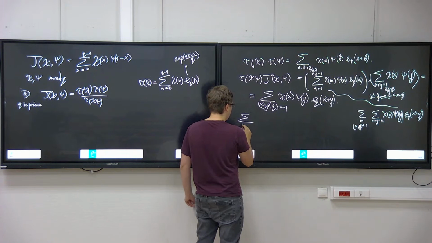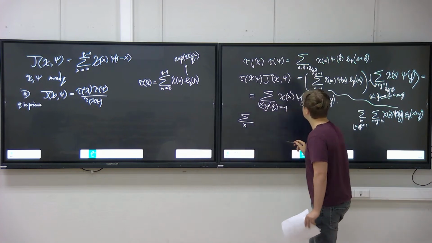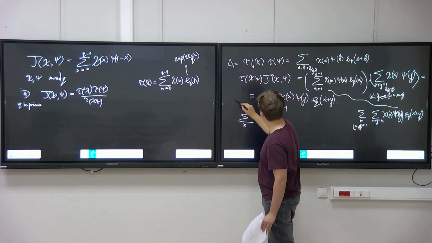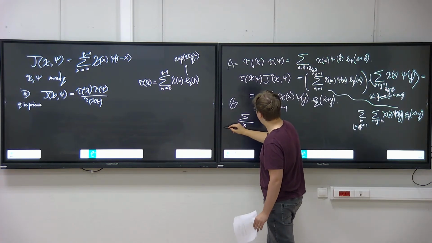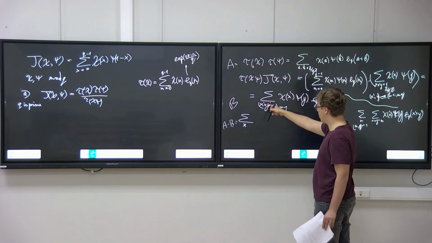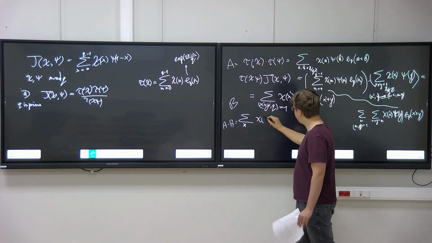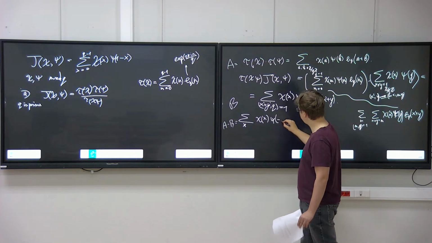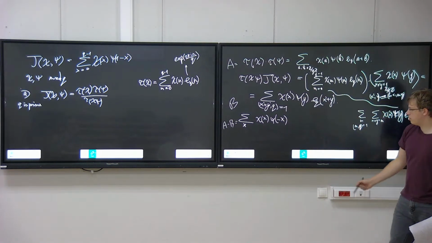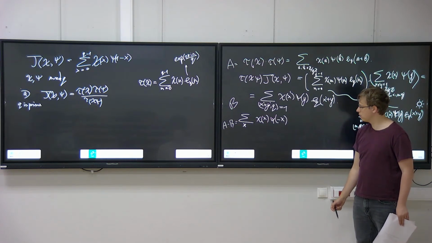Sum over, I'll write it over x. You should write that the difference of these two things is equal to... Okay, this is A, this is B, and A minus B is equal to what? Sum over x, y will be minus x, and we get chi of x, psi of minus x, and exponent of 0, and exponent of 0 is 1. And why is such a sum 0?